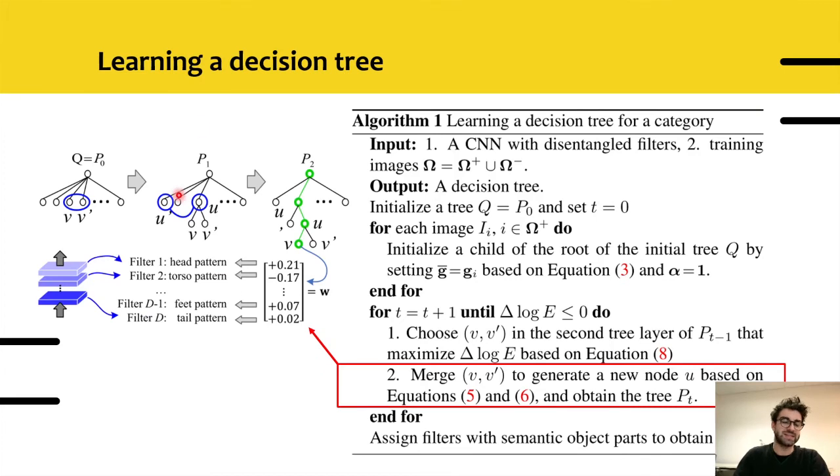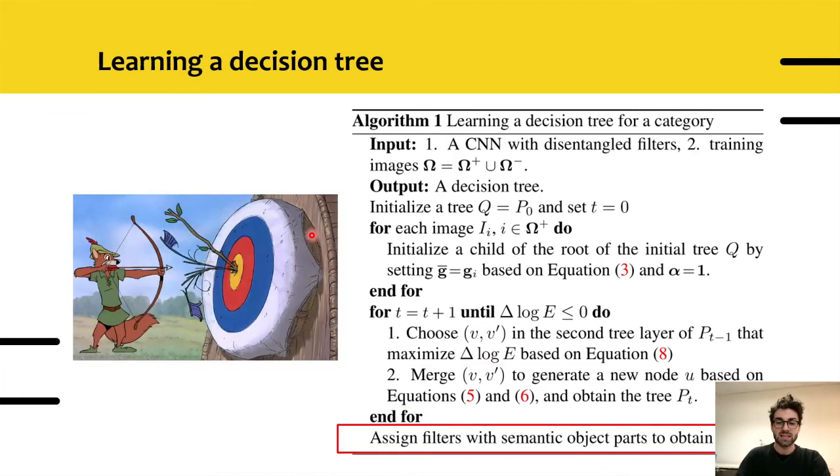So let's see this in a visual form. We choose V and V prime that maximize delta log E. We then add V and V prime to a new node U, and we have a new tree. Then the same thing is done with the new tree, where we choose another two nodes V and V prime and add them to another node U, and so on. At the end, we reach our target, which is to label the matrix A.